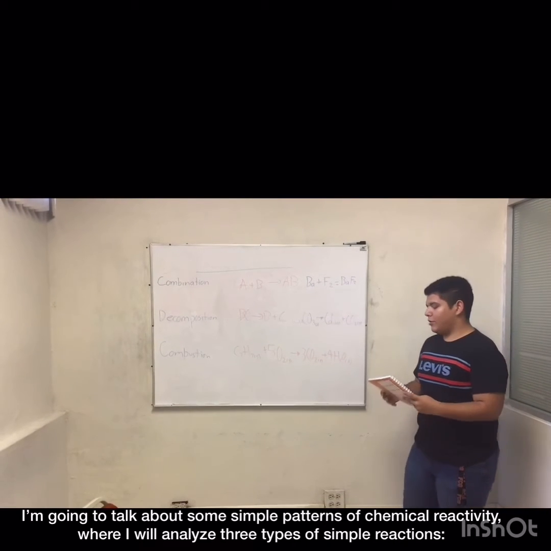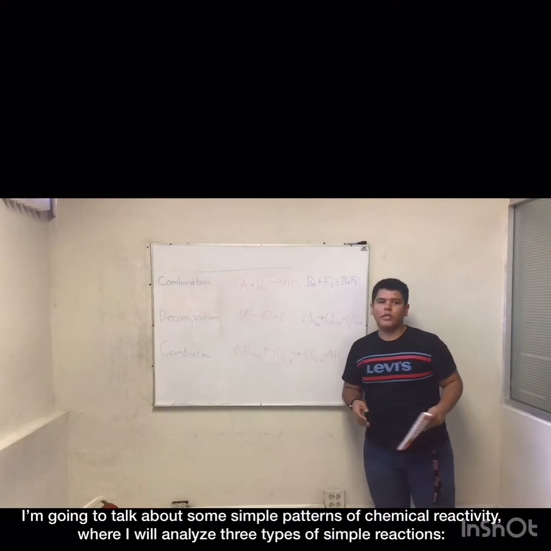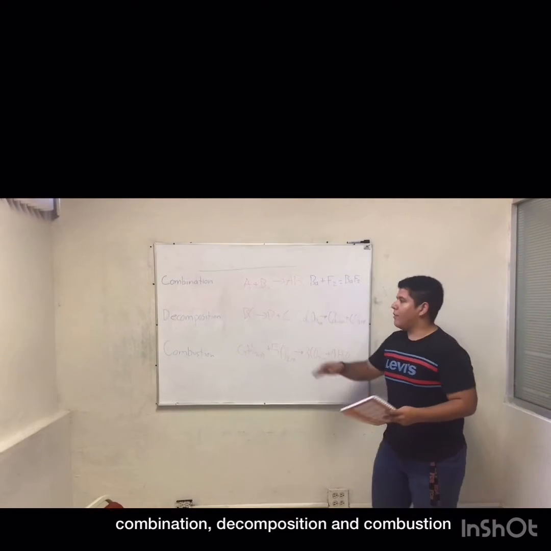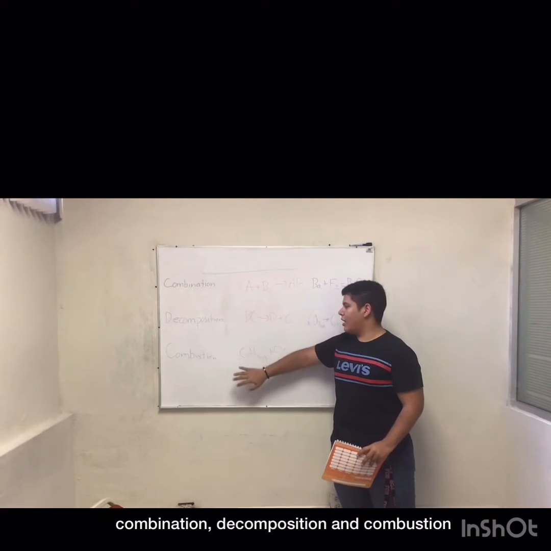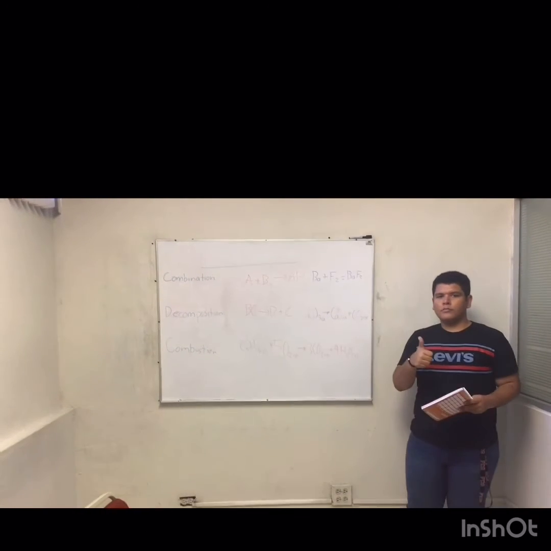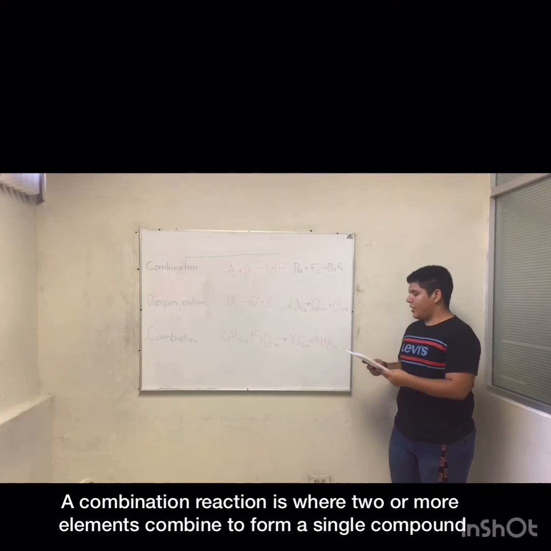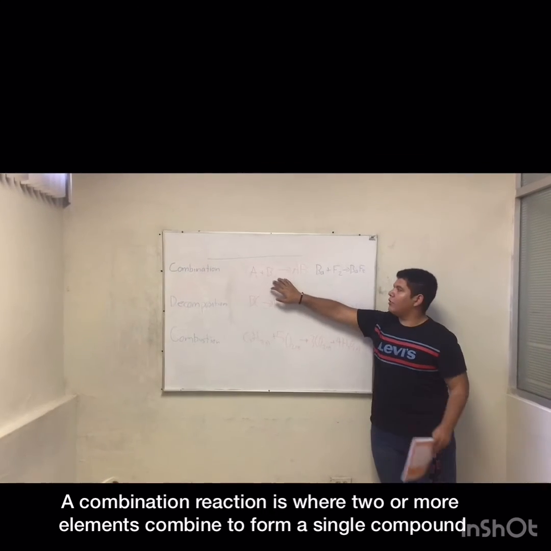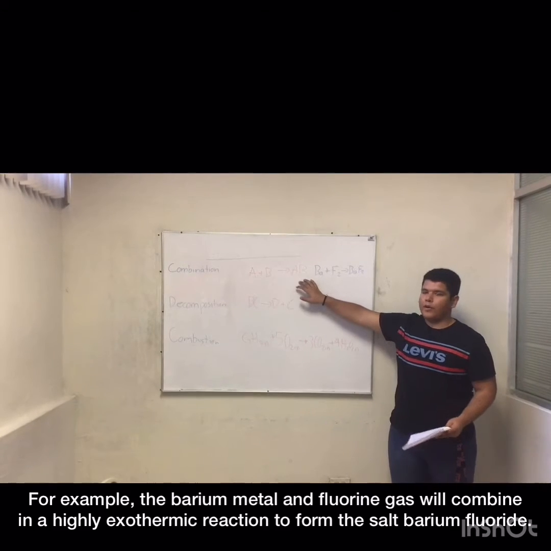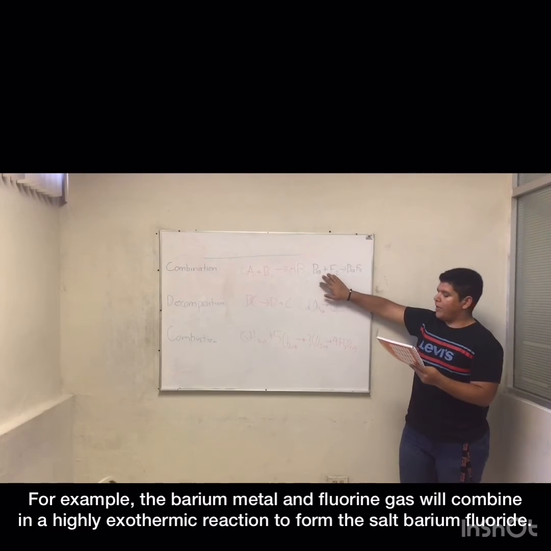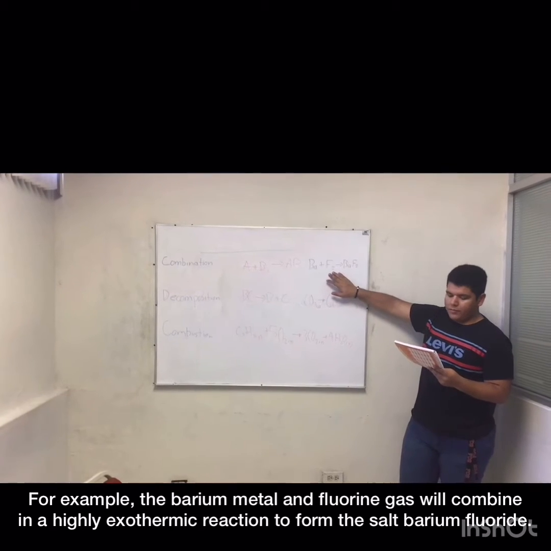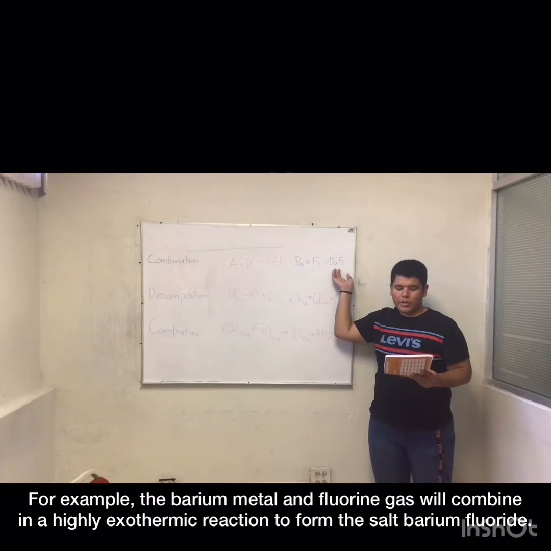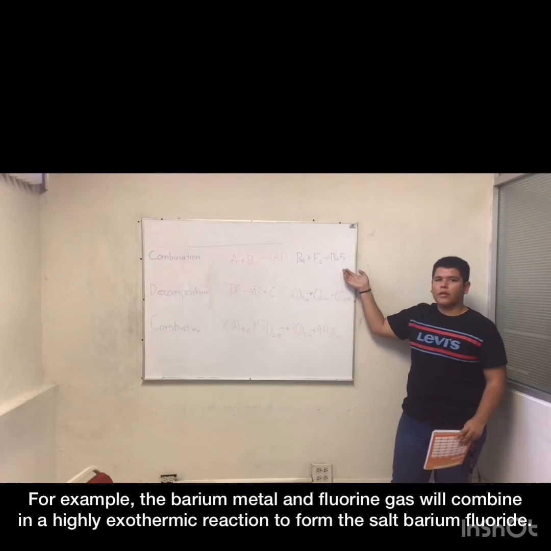I'm going to talk about some simple patterns of chemical reactivity, where I will analyze three types of simple reactions: combination, decomposition, and combustion. A combination reaction is where two or more elements combine to form a single compound. For example, barium metal and fluorine gas will combine in a highly exothermic reaction to form the salt barium fluoride.